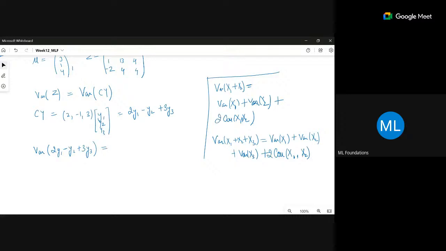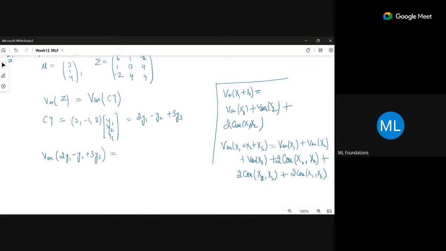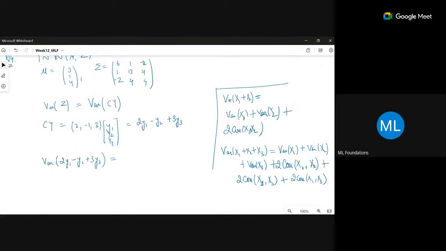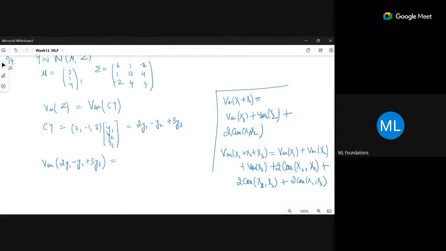Okay, it should be 2 times, right? Plus 2 times covariance of x2, x3, and then you should have x1, x3, right? So x1, x3. Correct. Will we be subtracting some term also? No, that's all.